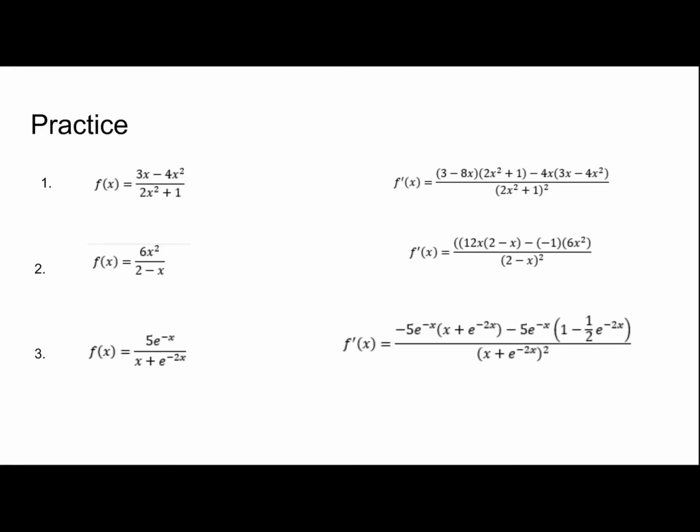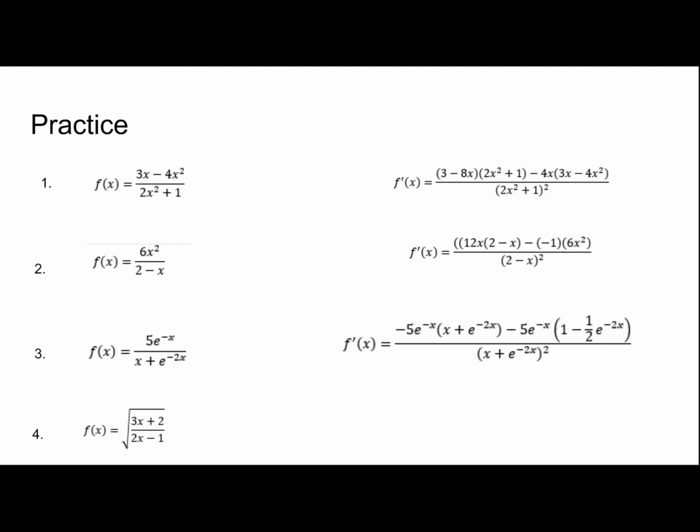The second part will be minus our derivative of the denominator times the non-derivative of our numerator. So minus 5 e to the power of negative x times the derivative of the denominator, which is 1 minus 1 half of e to the power of negative 2x, all divided by the denominator squared, which is x plus e to the power of negative 2x squared.